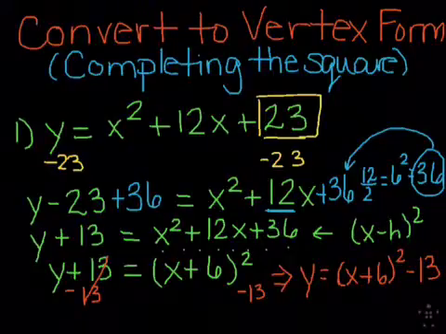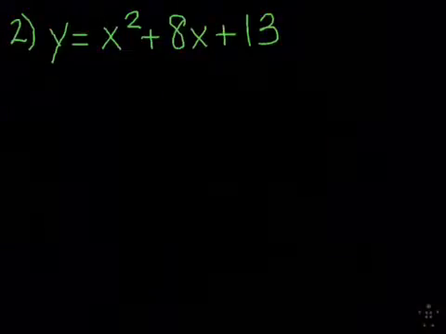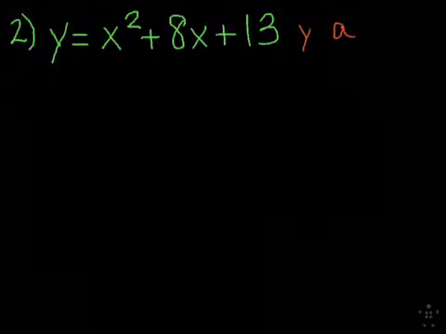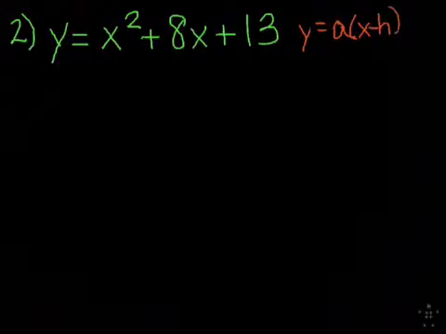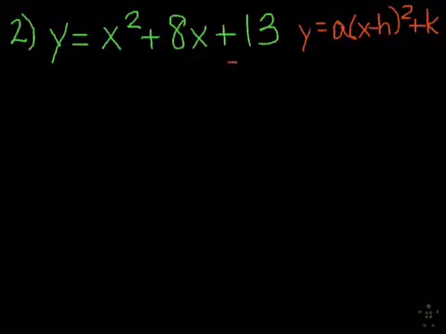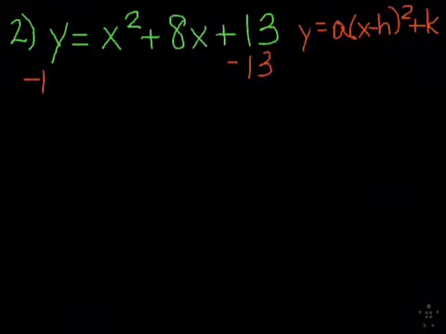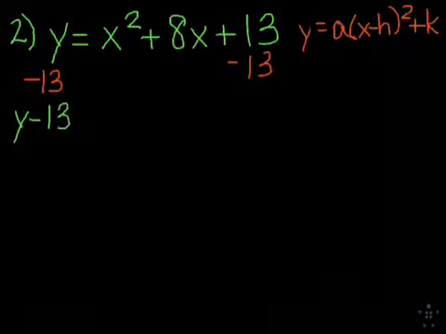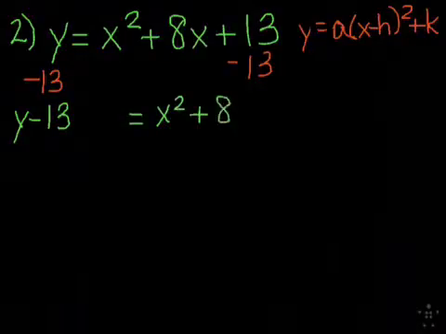Okay, let's do another one. Remember, this is going to be in vertex form. Remember, vertex form is y equals a times x minus h squared plus k. So, first things first, when you're doing it in vertex form, you're going to take that constant term and move it over to the other side. So I move this 13 over by subtracting. So I end up with y minus 13. Remember, leave a space, equals x squared plus 8x.